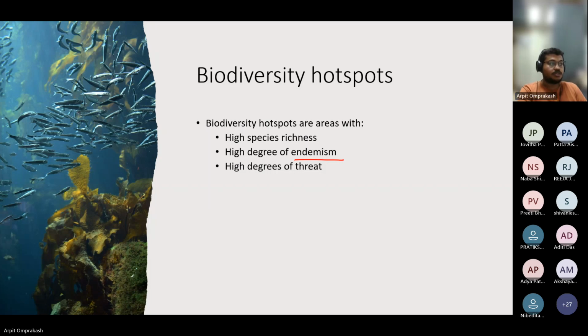Okay. And they have high degrees of threat. So basically, there's a lot of anthropogenic activity or other things that are affecting the hotspots, things like deforestation, global warming, climate change, which are threatening the endemic species and all the other different species that are living in these hotspots. So a biodiversity hotspot has these three characteristics. It has high species richness, it has high degree of endemism, and it has high degrees of threat.